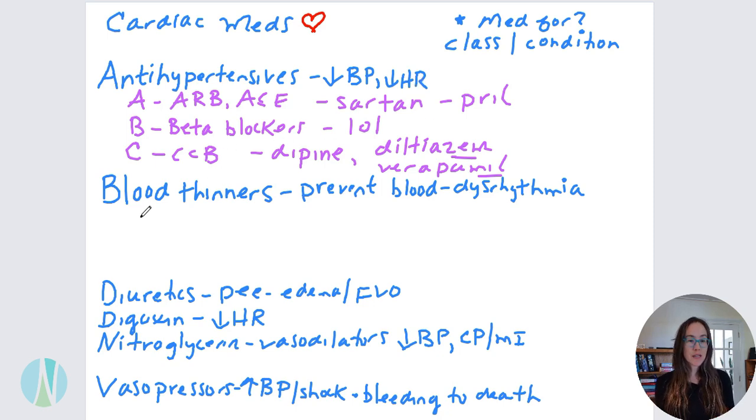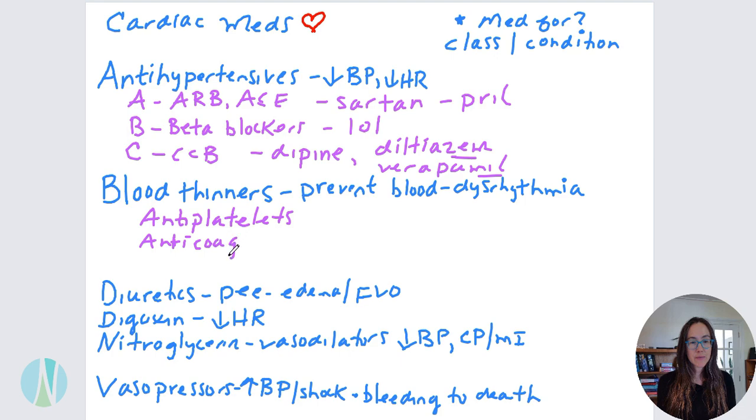Now there's a couple different types of blood thinners. You know, blood thinner is kind of the generic name that we can say, but we have the antiplatelets. You have the anticoagulants. And you have the thrombolytics.